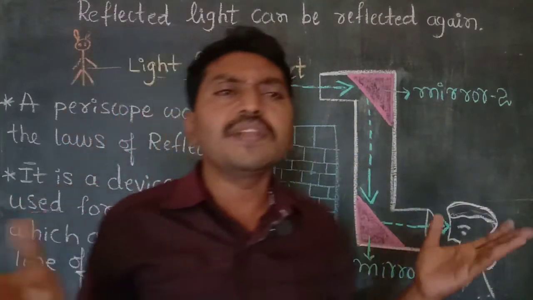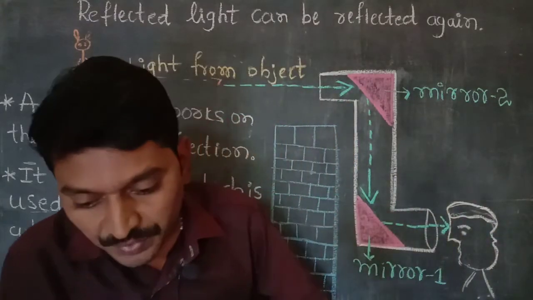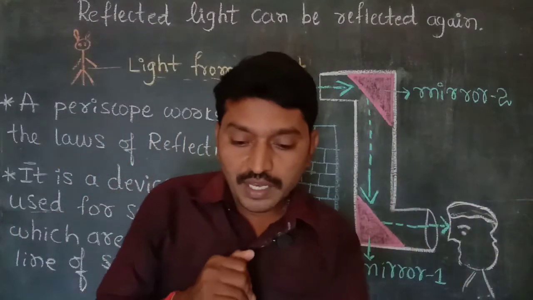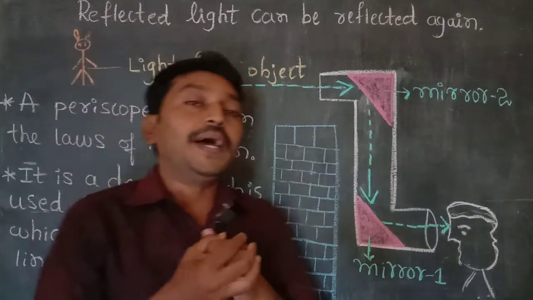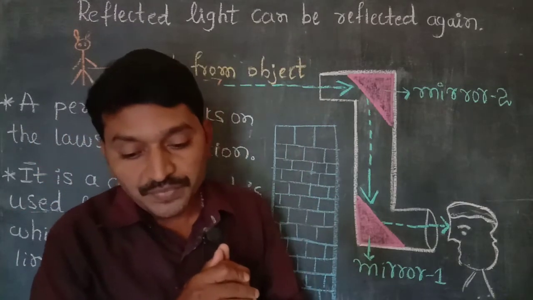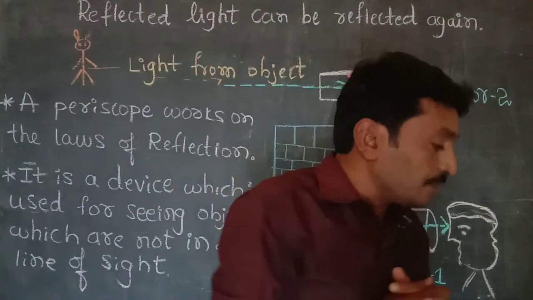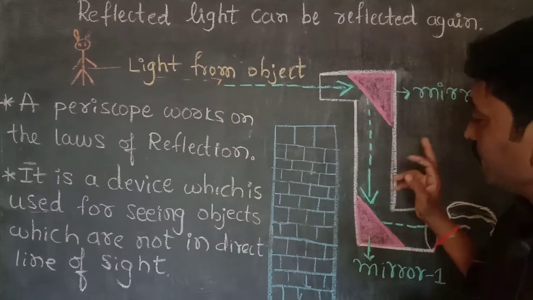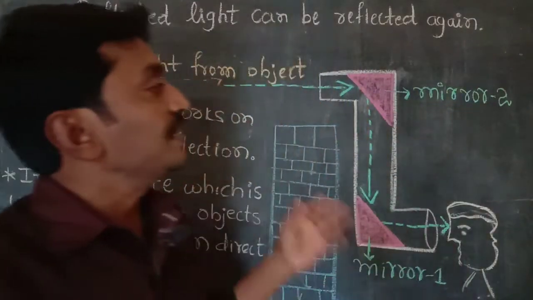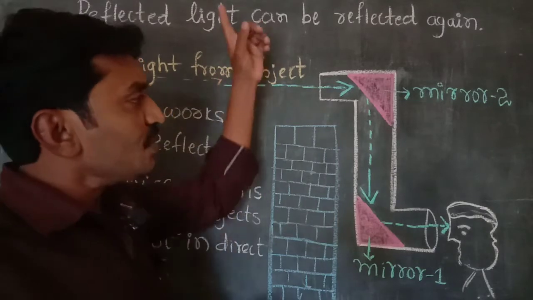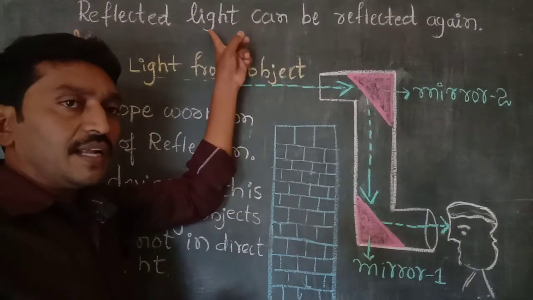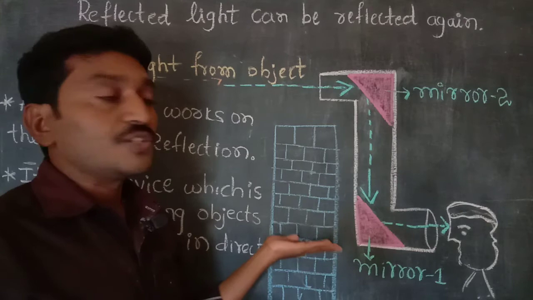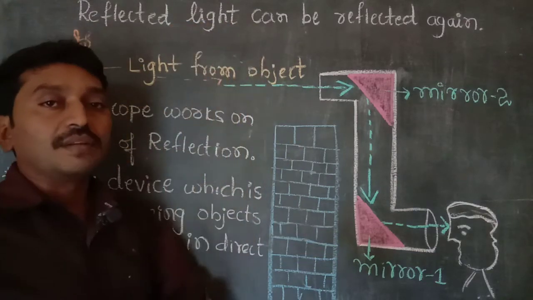The periscope is very useful in our day to day life. Periscopes are used in submarines, in tanks, and also by soldiers in bunkers to see things outside, and there are some other useful applications of the periscope. This is some information about the periscope. Very important is that once reflected light is reflected again from another mirror, it is called that reflected light can be reflected again.